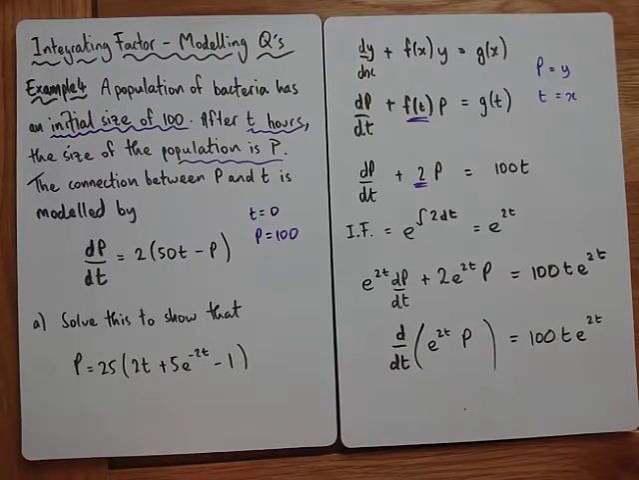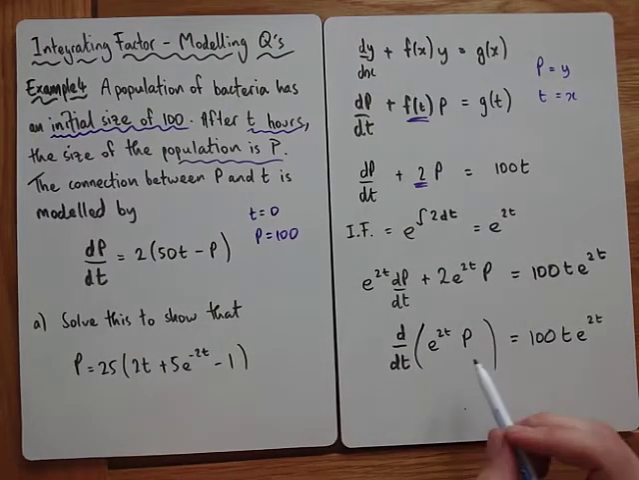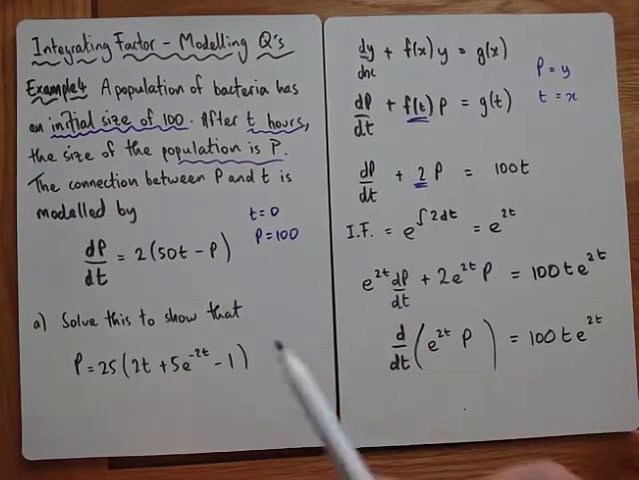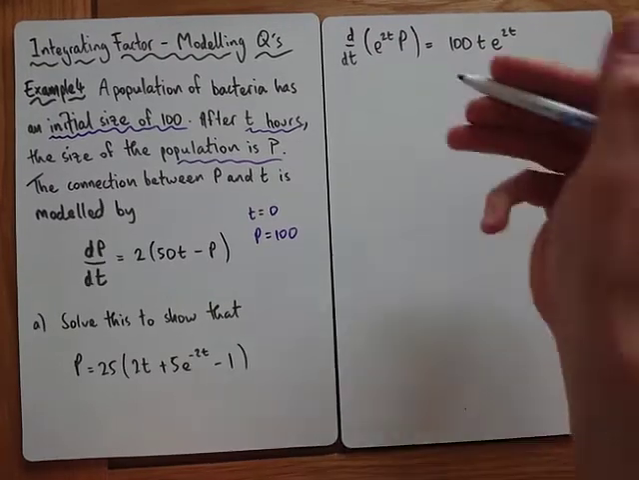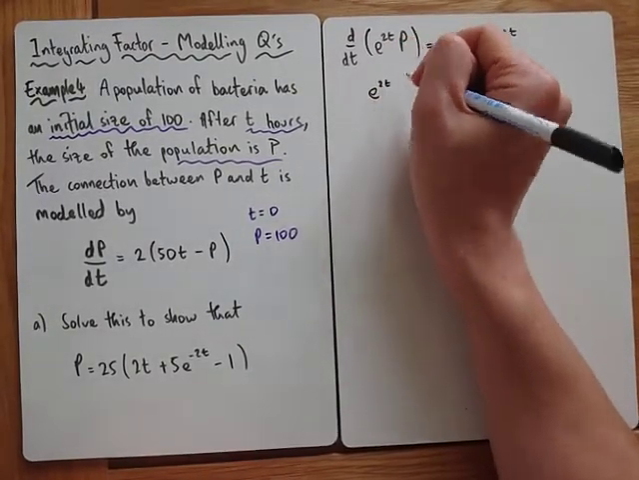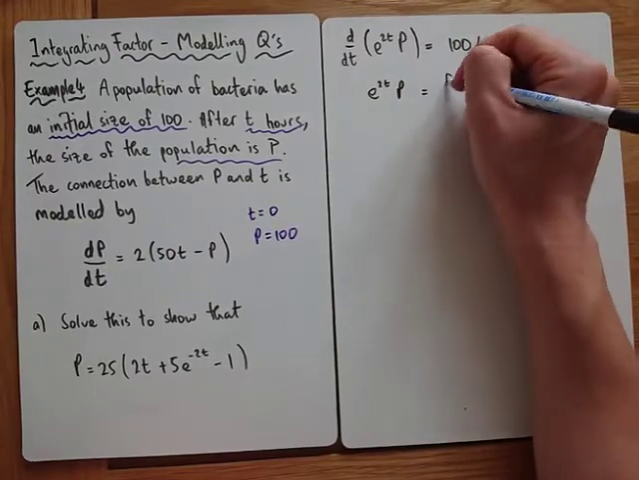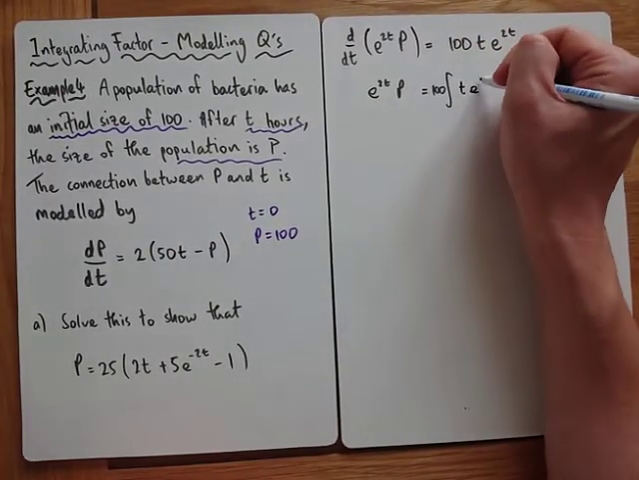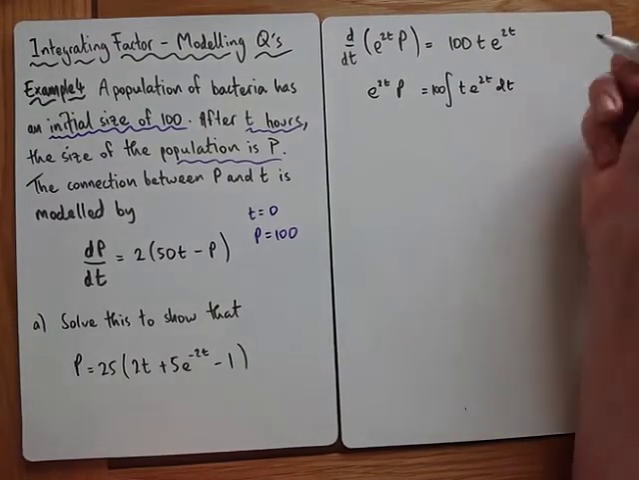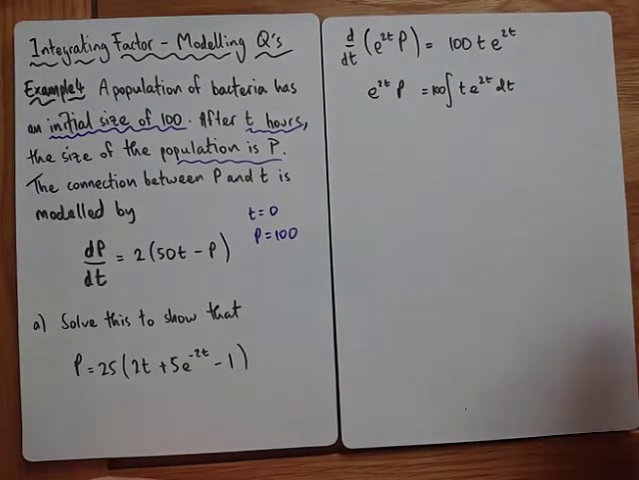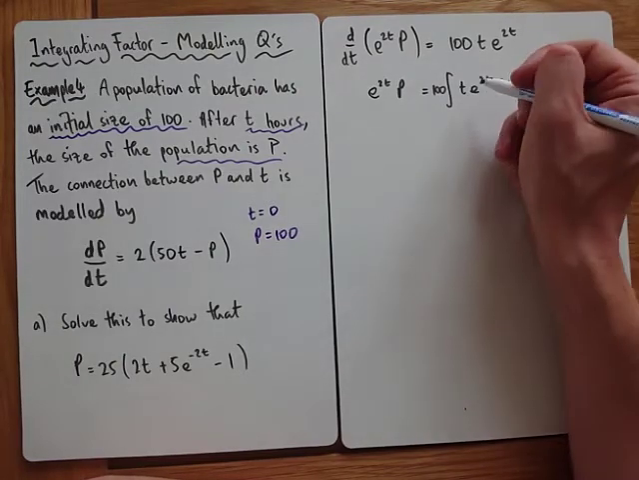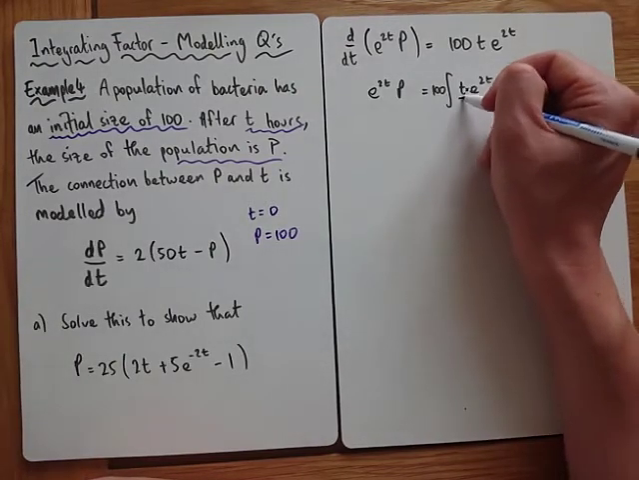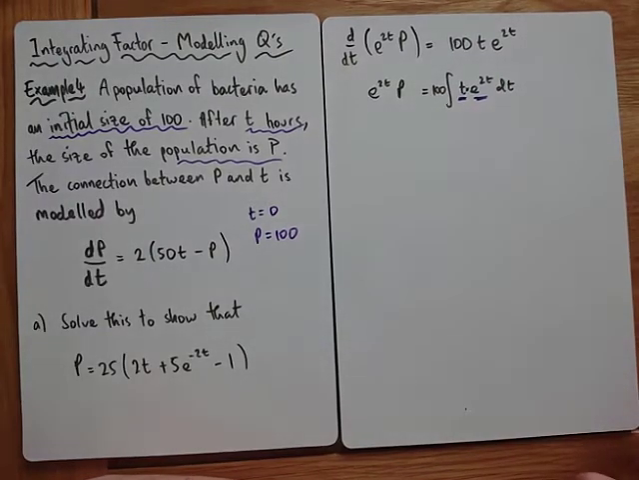Okay, and then all we've now got to do is just integrate this and find our constants, and hopefully we should end up with that answer. Okay, so we've got e to 2t p, which is equivalent to the integral of, I'm going to take the 100 outside. We're trying to integrate t e to 2t with respect to t. So how are we going to integrate this? We've got two functions multiplied together. Looks really good for a parts question, doesn't it?